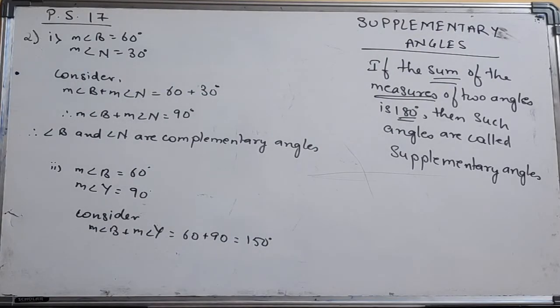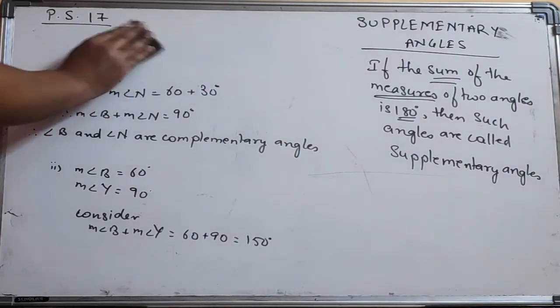So students, similarly, for the rest of the examples, you have to keep on adding and checking whether the pairs are complementary or supplementary or none of them. Okay, so I hope you will be able to solve for the rest of the given sub questions in question number 2. Okay, now moving forward with the practice set.